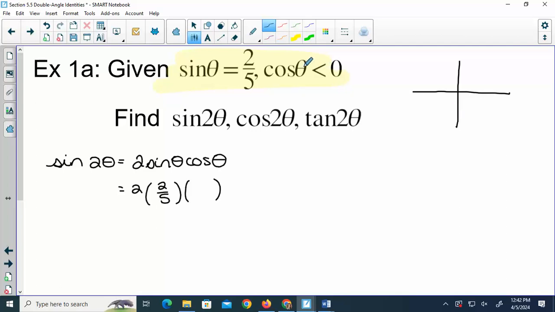If cosine is negative, in what quadrants is cosine negative? But sine is positive. So it has to be which of those? 2. Okay, so if I thought of this as a triangle, this is for angle theta. SOHCAHTOA, sine is opposite over hypotenuse. So my opposite side is 2. My hypotenuse is 5. Now we just have to find the other side. Can you find that? Square root of 21. A squared plus 2 squared equals 5 squared.